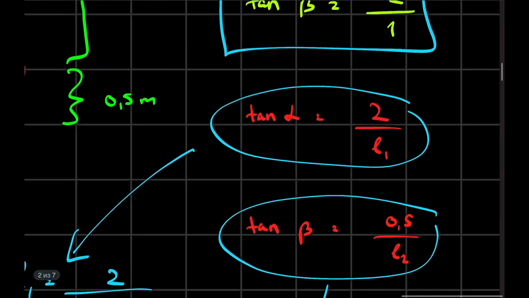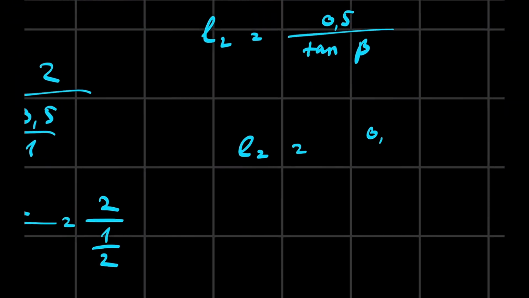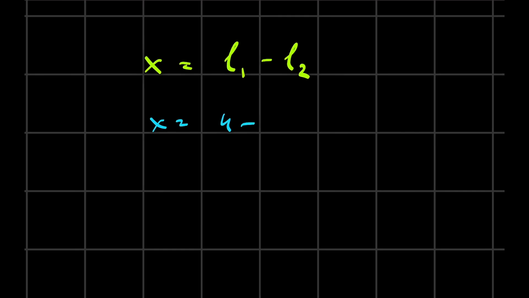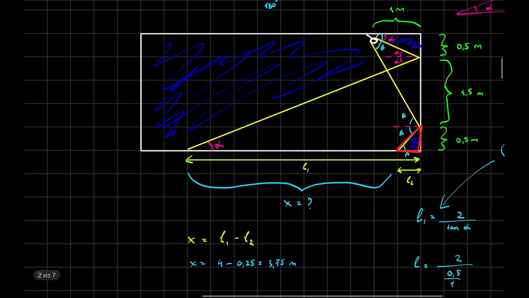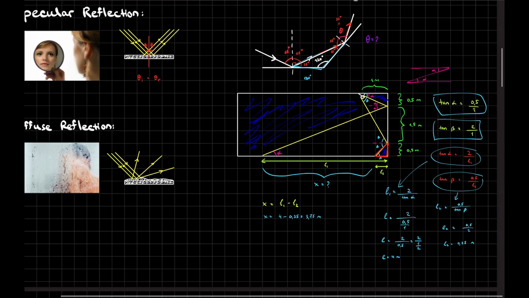Here we have tangent beta. We can put tangent beta here, 2 divided by 1, which is just 2. L2 equals 0.5 divided by 2, and L2 would be just 0.25 meters. Okay, and if we just apply it right here, x is going to be 4 minus 0.25, 3.75 meters. So basically, the range of the floor which is being shined is just 3.75 meters. Okay, that's the answer. We just applied basic geometry rules, because that's what our main chapter is, geometric optics.